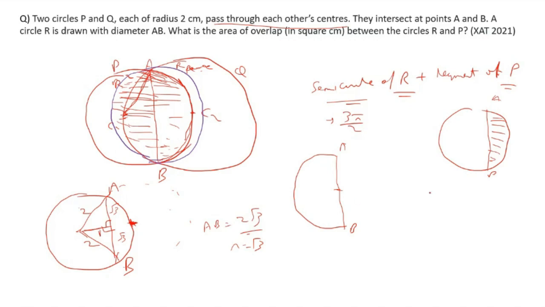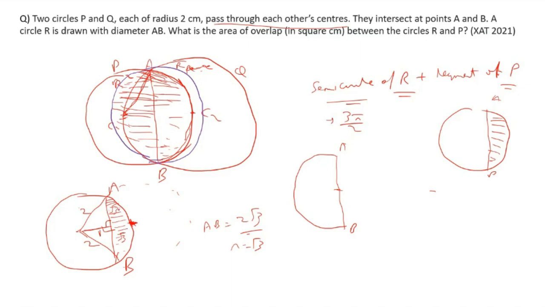Now the segment of P. Let's again draw P. It will be the same figure actually. You just have to figure out this area, because this area is corresponding to this area. So the segment of P means this area. The segment is again, as we have repeated, the sector minus the triangle. How to find the sector? Pi r square theta by 360. I know r, pi I obviously know.